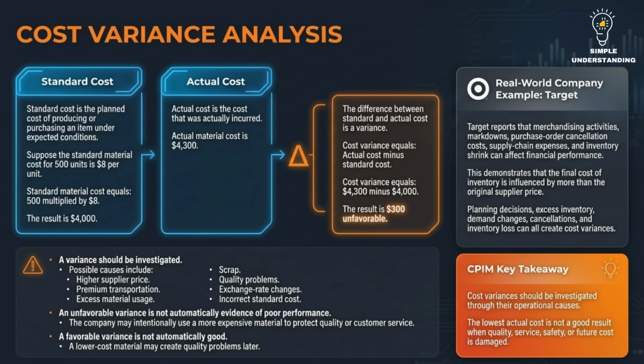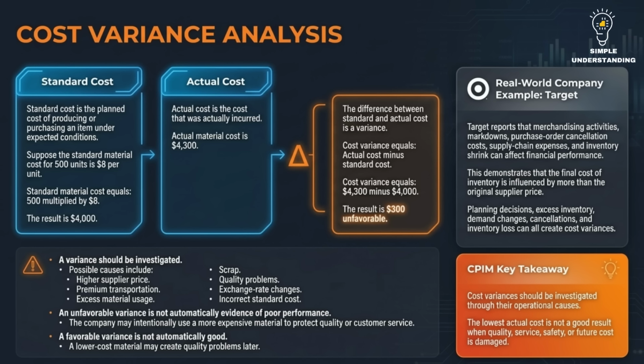Possible causes include higher supplier price, premium transportation, excess material usage, scrap, quality problems, exchange rate changes, incorrect standard cost. An unfavorable variance is not automatically evidence of poor performance. The company may intentionally use a more expensive material to protect quality or customer service. A favorable variance is not automatically good. A lower-cost material may create quality problems later.